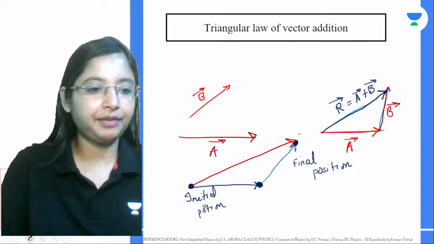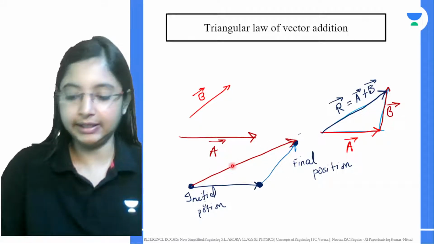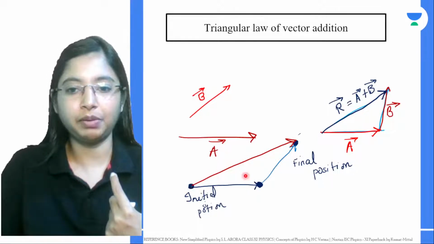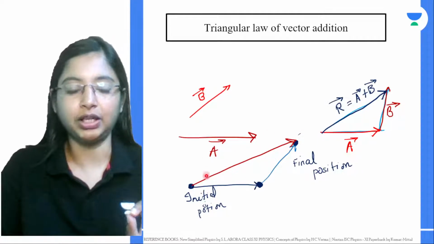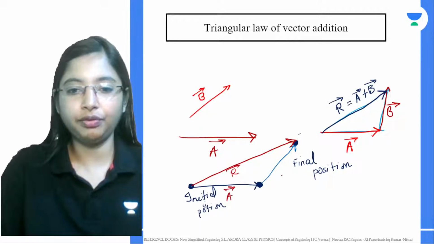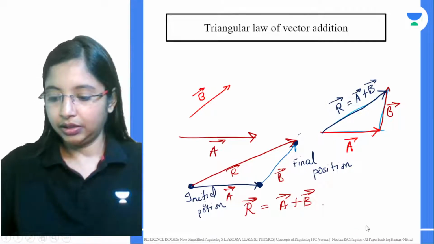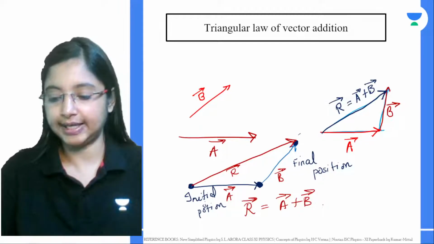Whatever effect these two vectors produced, if you add these two effects, what is the final effect? This is the initial position of the marble, this is the final position of the marble. This combined effect is given by this particular vector over here, which we call the resultant vector, the combined effect of both A vector and B vector. Clear? This basically gives you the triangular law of vector addition.